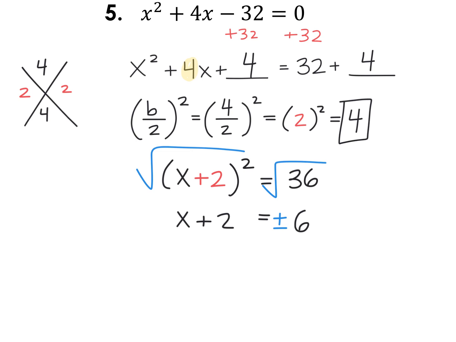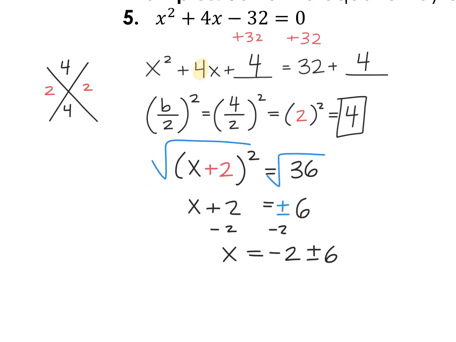When I subtract 2, where's it go? In front. So I'm going to put it in front for now, and then we'll try and simplify it a little bit. -2 plus or minus 6. Okay, this one is fun because you get 2 answers, and there was one like this on your test.